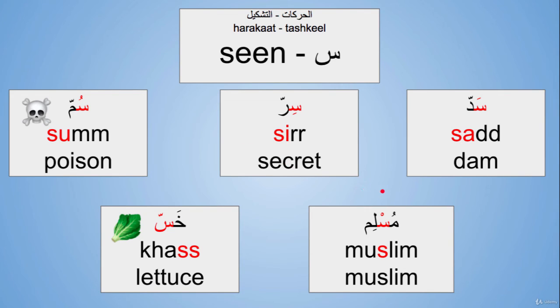And when it has Sukoon, you can find it in a word like Muslim. And you can also find it with Shadda in a word like Khas, which means lettuce in Arabic.